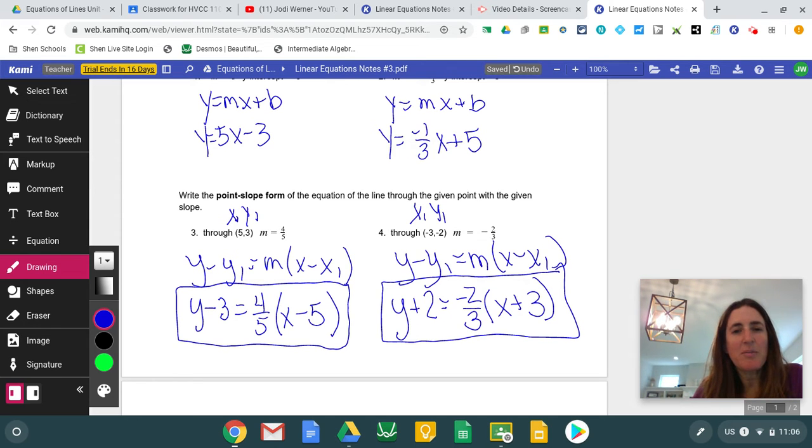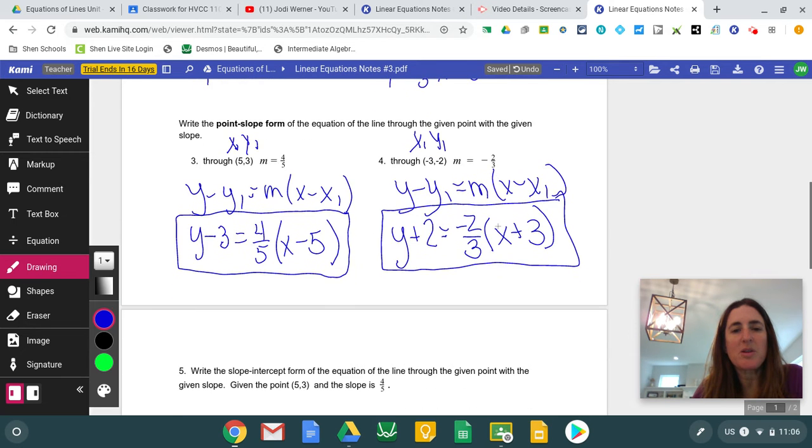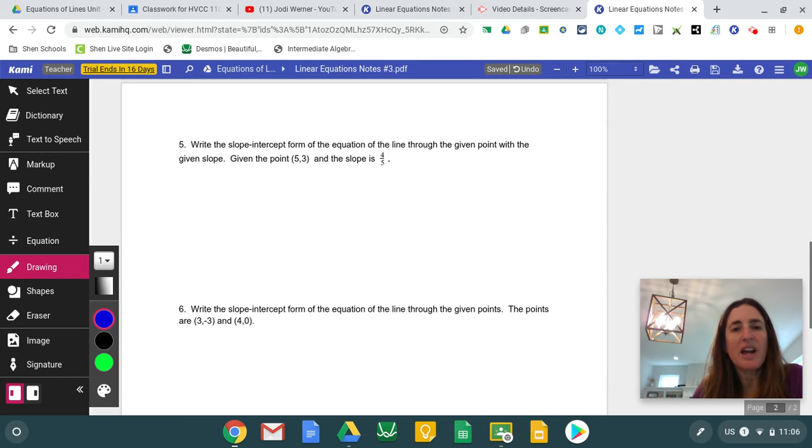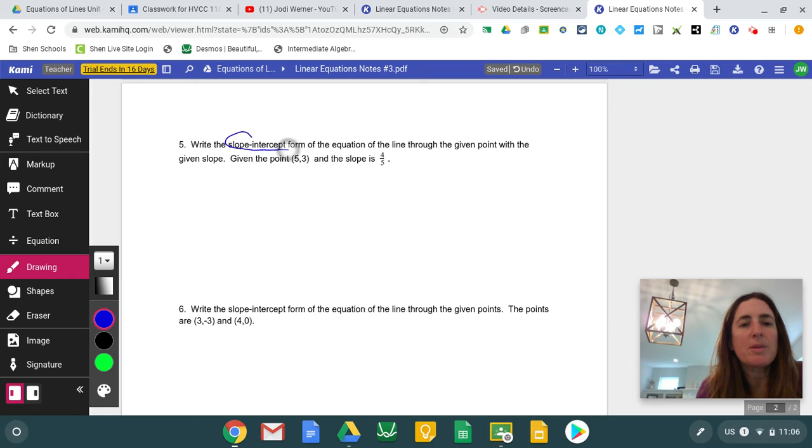Okay, so now that we have our basic forms down, our slope intercept and our point slope, let's move on and actually apply that. Question number 5 on the back says, write the slope intercept form. So in the end, I need y equals mx plus b.